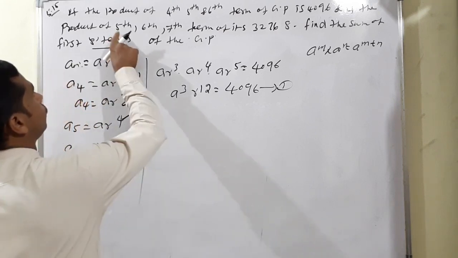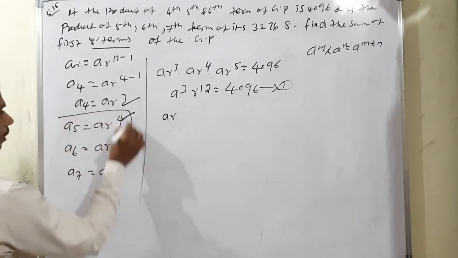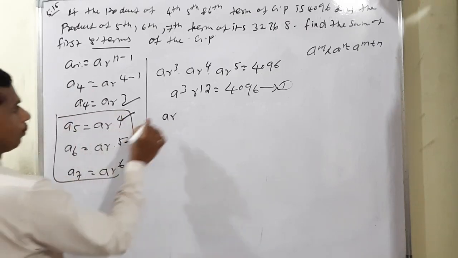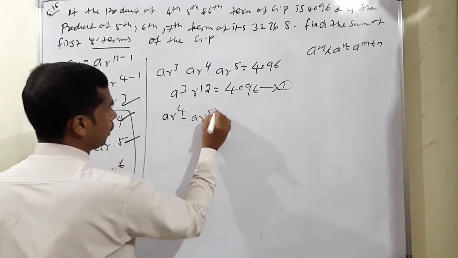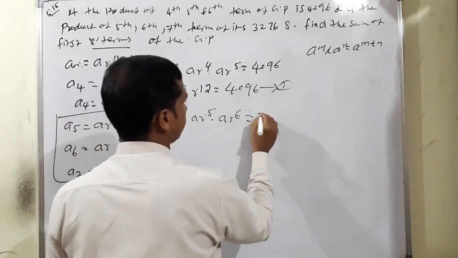The next one, 5th, 6th, 7th. So, 5th, 6th, 7th means A r power 4 into A r power 5 into A r power 6 is equal to 32768.